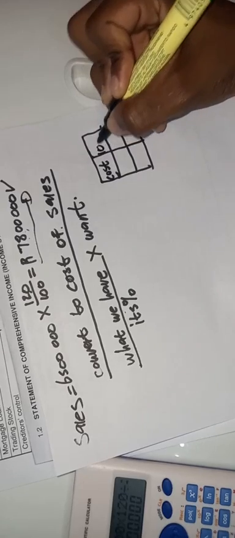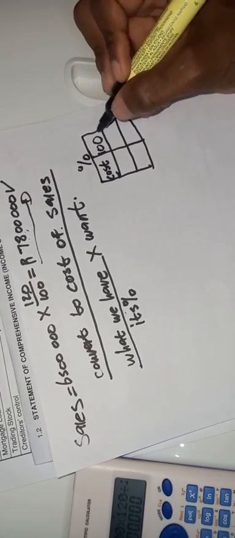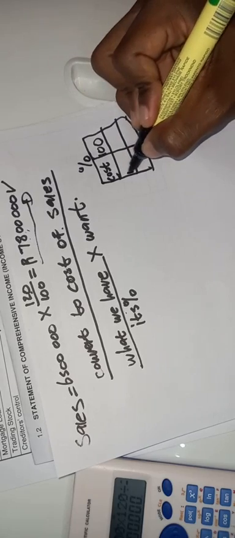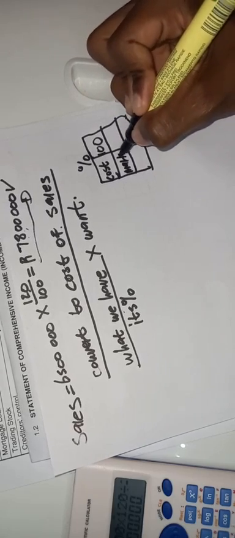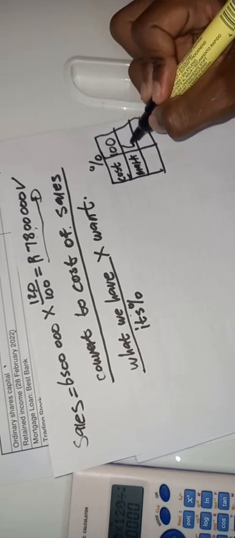Cost is always 100%. This is your percentage box. So cost is always 100%. After cost, you have your markup. Your markup, they told us it's how much? Let's check so that we are all on the same page. They told us the markup is 60%. So if you can see here, the markup is 60%. So markup we're always given.